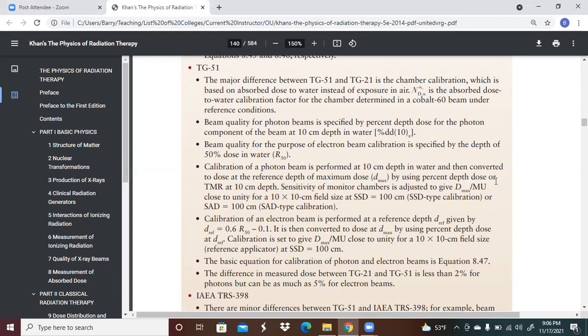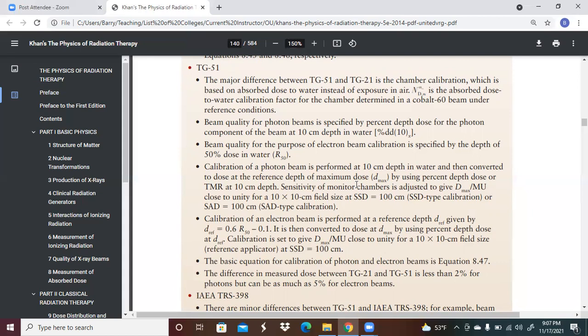And again, we're going to get into this in the next semester. It won't be this one, but you're going to hear the term PDD, which is going to be referring to percent depth dose, or TMR, tissue maximum ratio, at 10 cm depth. So again, the calibration of the photon beam is performed at 10 cm depth in water and is converted to dose at a particular reference depth, Dmax, by using a PDD or TMR at 10 cm depth. So you're going to use that as a reference. They're going to figure out what Dmax is, and you're going to be able to compute at several different levels or depths as you go through. That's the point of all of those.